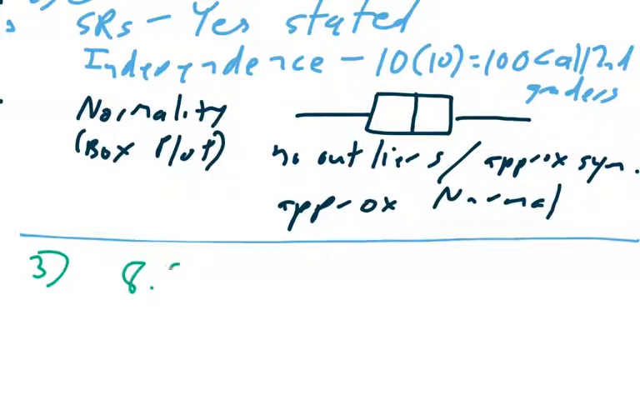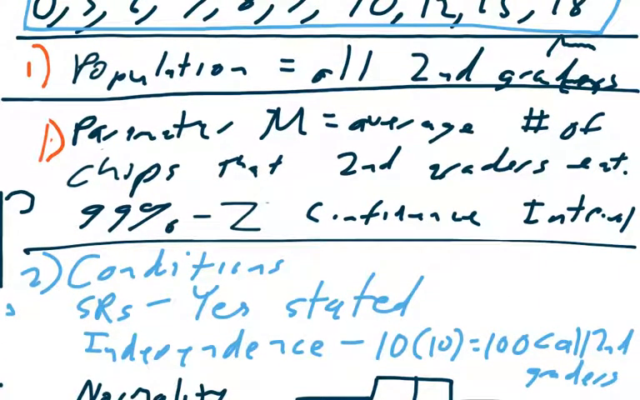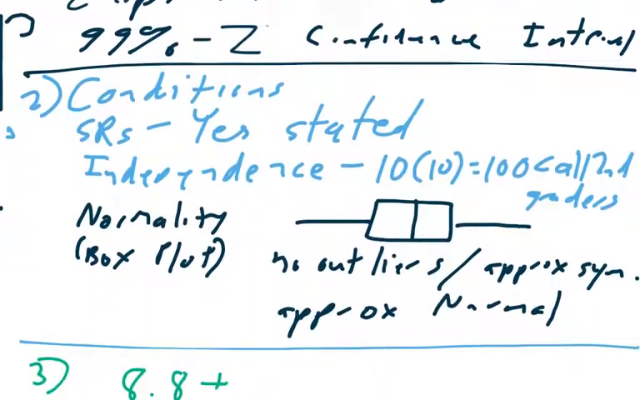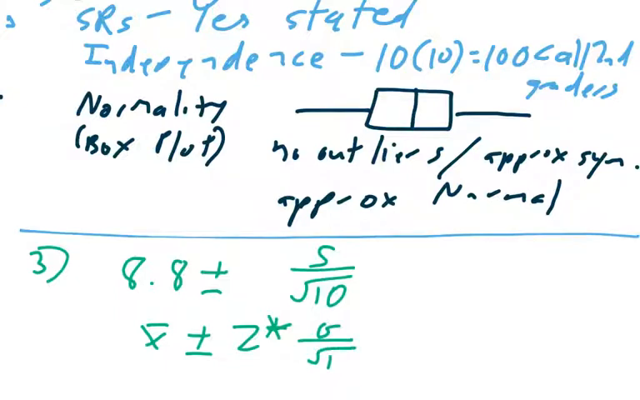So in step number 3, we're going to start to do the calculations. I got 8.8 plus or minus z star, the standard deviation was 5, so we got 5 over the square root of 10 because n was equal to 10. So we have x bar plus or minus z star sigma over the square root of n. So all we need now is what z star is.